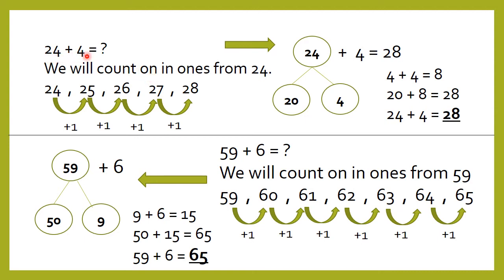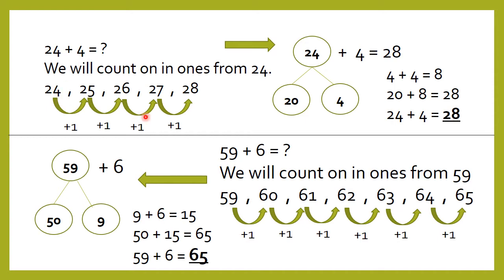Now 24 plus 4 means I'll count on in ones from 24. I'll start from 24 and I'll count on in ones. Whenever I have plus 4, that means I'll count on in steps of 4. If it was plus 5, I would have counted on in steps of 5. If it was plus 6, I would have counted on in steps of 6.